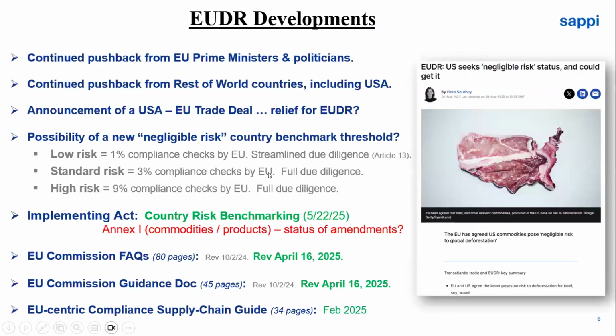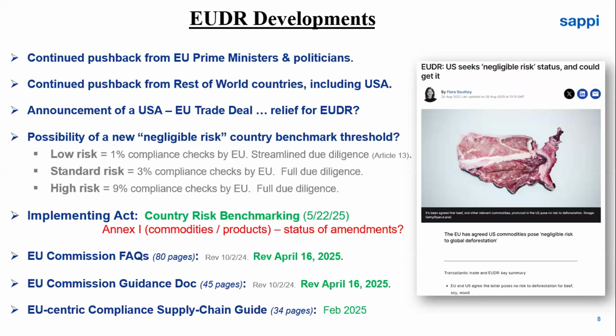Since then, there's been a lot of additional developments. There's been a lot of pushback from EU prime ministers, even though their own politicians voted for this. There's been pushback from other countries all around the world, including the US. There's been pushback from Canada. There's been pushback from other commodity groups in the agricultural space. And they have also finally finished their country risk benchmarking.